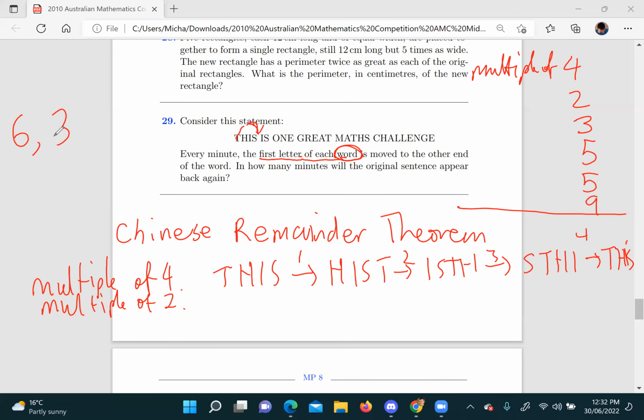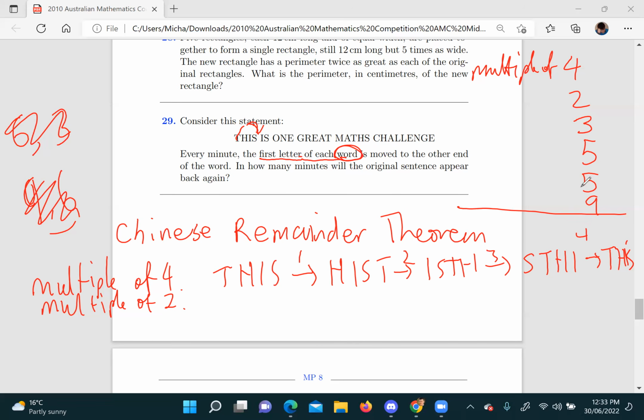What's the smallest number that has 6 and 3 as factors? It's 6, right? So what's the least common multiple of 9 and 6? 9 and 6 is 18. 18, right? So it's the smallest number that has both of these as factors. Okay, so now we're looking for the least common multiple of 4, 2, 3, 5, 5, and 9, right?